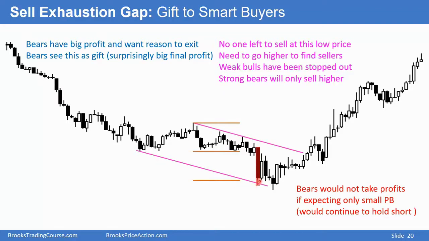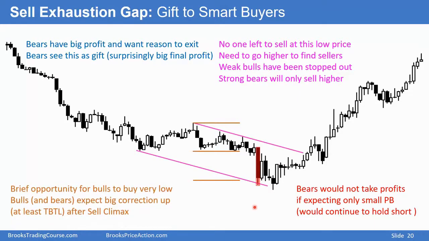There's no one left to sell at this price. The strong bears are buying. There are not enough weak bears to drive the market down. The weak bulls gave up and caused this bar, or at least contributed to this bar, and they're gone. And all that's left are strong bulls buying for a scalp and strong bears buying to take profits. A brief opportunity for the bulls to buy at a very low price with not much risk. The bulls and bears are both buying, expecting maybe 2 legs, 10 bars, sideways to up.